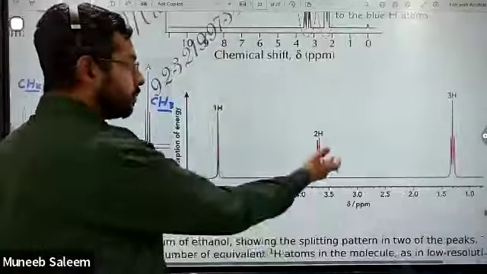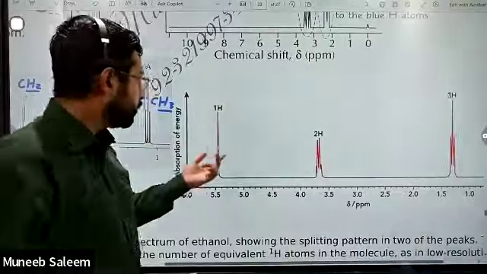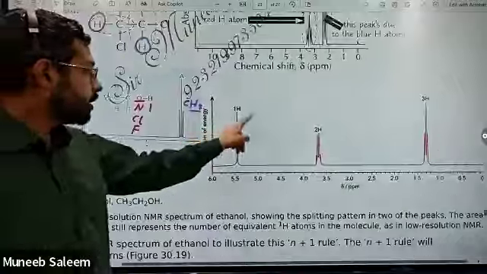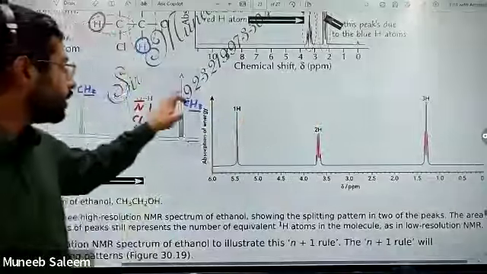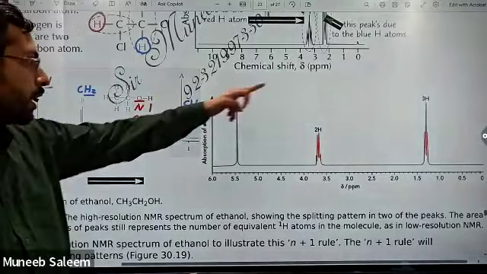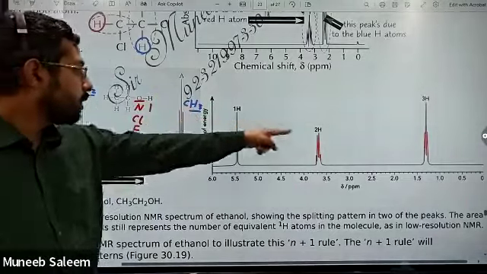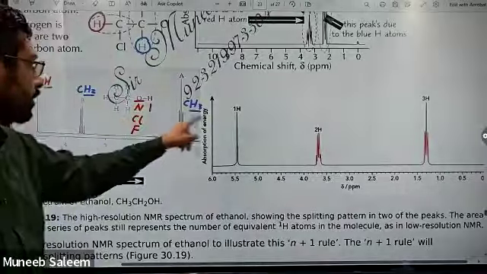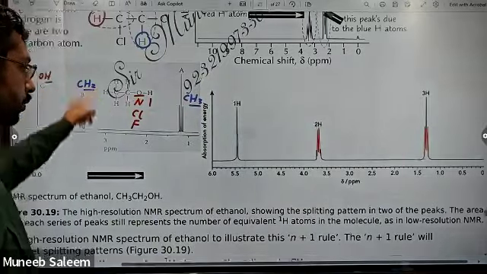And this is another spectrum taken from another source book, which indicates the hydrogen atoms with the number over here: 1 hydrogen atom, 2 hydrogen atoms, and 3 hydrogen atoms. So 3 hydrogen atoms means CH3, 2 hydrogen atoms means CH2, the part over here is CH2, and 1 hydrogen atom means that was part of the OH group.